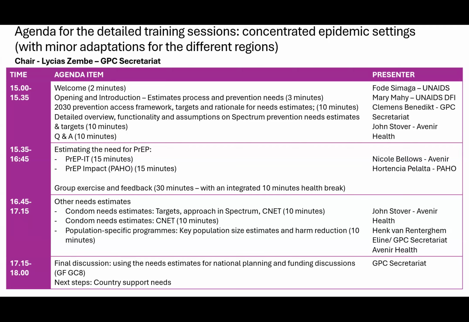Then we would like to go through some exercise that will be integrated with a 10 minute health break. So during that exercise, feel free to take coffee and stretch. After that, we'll come back and have a look at the condom needs estimates, where we'll look into detail into how that is done in Spectrum, as well as CNET condom estimation 2. We'll then look into the fourth part of this suite of prevention needs estimation tools in Spectrum, looking at the key population size estimates from our colleagues here at Data for Impact. And then after that, we can have a final discussion, discuss how this could be linked to Global Fund GC8 application processes and any other country support needs that colleagues may have in the region.